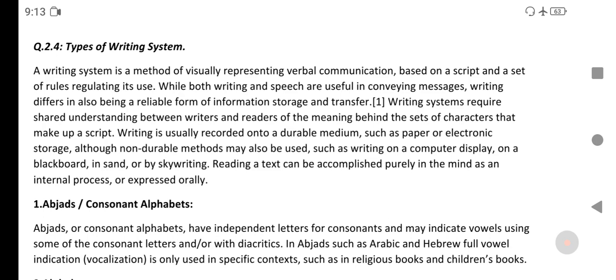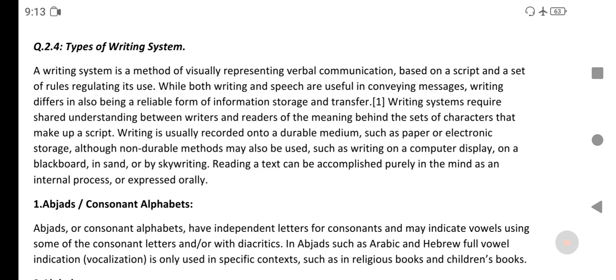A writing system requires shared understanding between the writers and the readers of the meaning behind the set of characters that make up a script. Writing is usually recorded onto a durable medium such as paper or electronic storage, although non-durable methods may also be used, such as writing on a computer display, on a blackboard, in sand, or by skywriting, etc. Reading a text can be accomplished purely in the mind as an internal process or expressed orally.